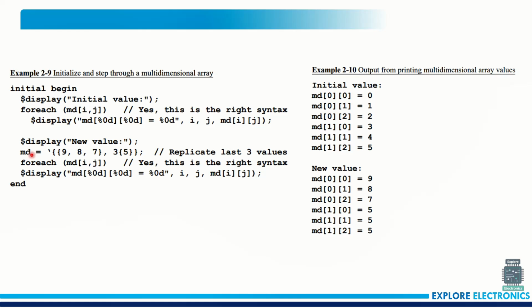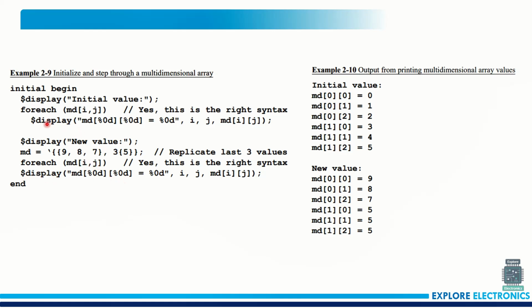Here we are assigning MD equal to 9, 8, 7 for the first row, and for the second row, 3 times the value 5, right? Replicating the value 5 three times. And there are 2 rows here. The first row will be loaded with 9, 8 and 7. The second row will be replicating the value 5 3 times, right? There are 3 columns.